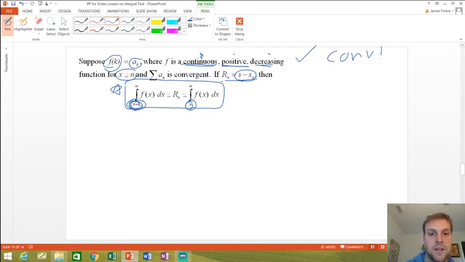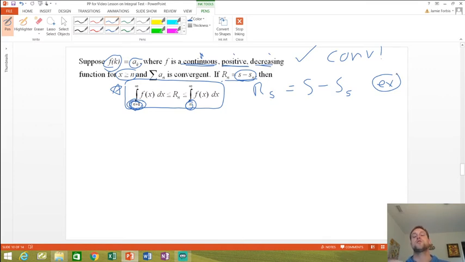Okay, and let's say I'm going to talk about the remainder after 5 terms. So that's saying taking the infinite sum and subtracting s sub 5. And again, this is just an example. Okay. Well, let's draw that out. Let's draw out what S sub 5 looks like.